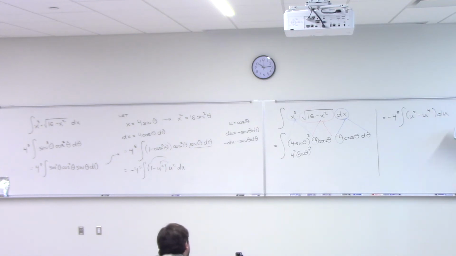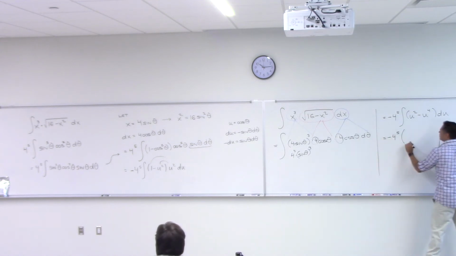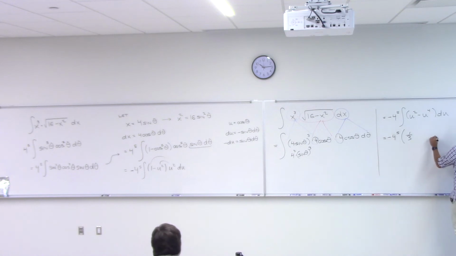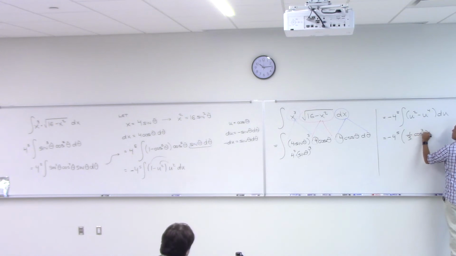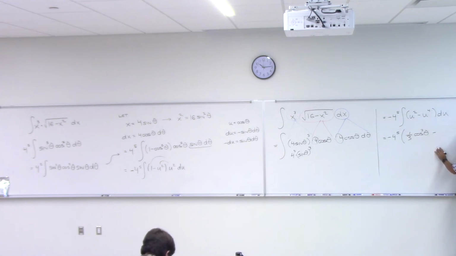I think we can get this antiderivative, yes? Okay, so this is going to be negative 4 to the 5th, parenthesis, 1/3 something cubed, right? What's my substitution? Cosine theta. Cosine cubed theta. And then minus 1/5 cosine to the 5th theta plus c. Did I go too fast? We've done enough of these, I think, hopefully, right? 1/3 u cubed, 1/5 u to the 5th, replace u's with cosines. Box it up.